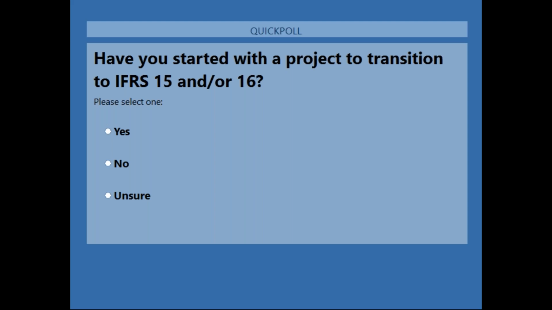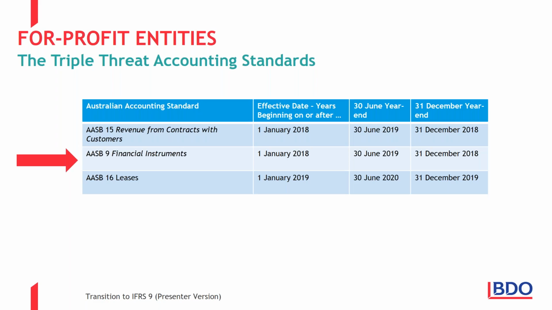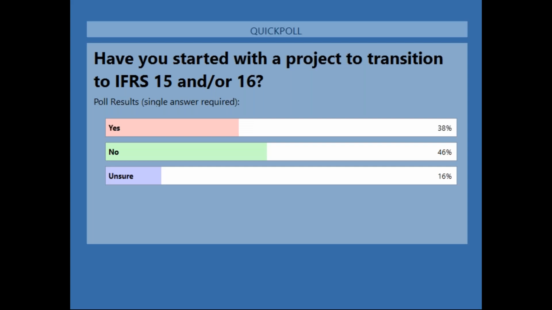We have to get the information together. We have to disclose it to our users. So that's why I'm asking the question, are you focusing on IFRS 15 and 16 at the moment? I just wanted to get some idea where you're focusing your attention. So 51% of you have voted. Thank you very much for that. And if we look at the results, 46% not looking at IFRS 15 or 16 at the moment, 38%, and I expected a big percentage there, looking at IFRS 15 and 16, 16% not sure.